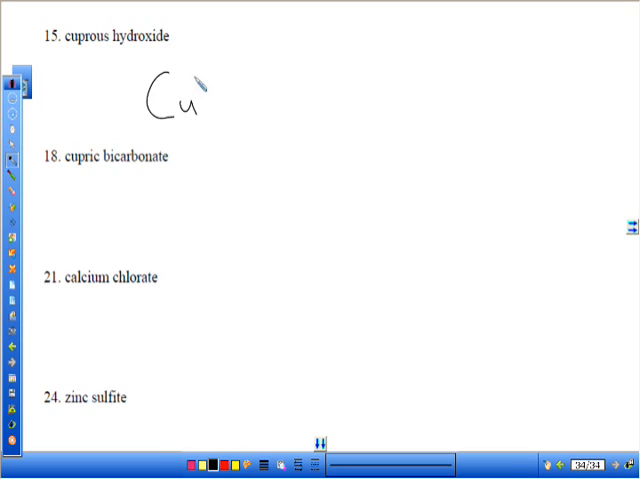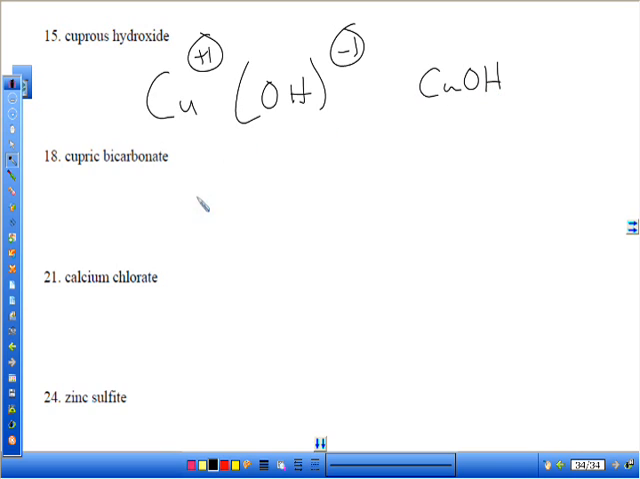Okay, cuprous. Cuprous, the O below, so is it +1 or +2? +1, hydroxide, OH, -1. At a 1-to-1 ratio, those neutralize out, so CuOH.